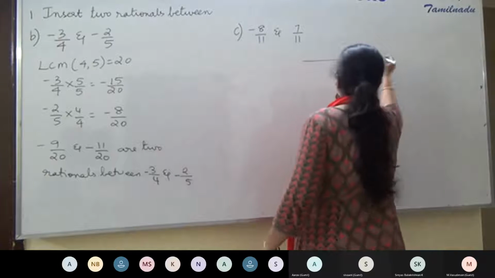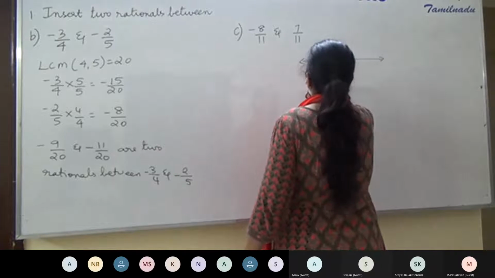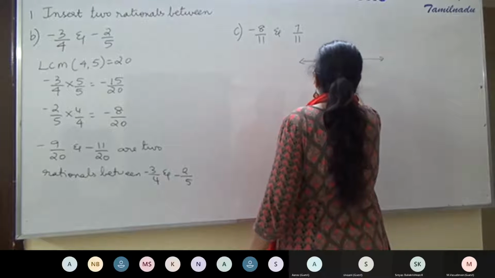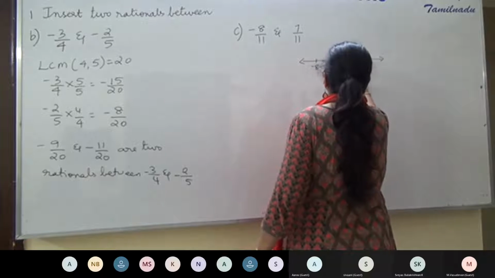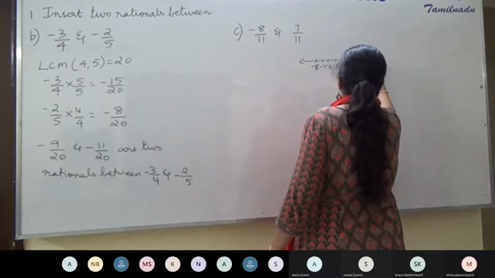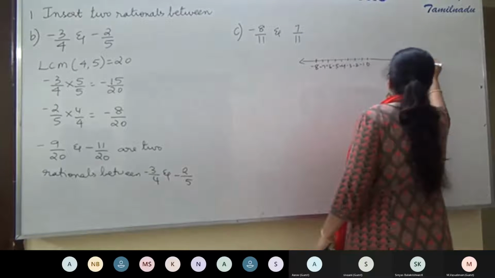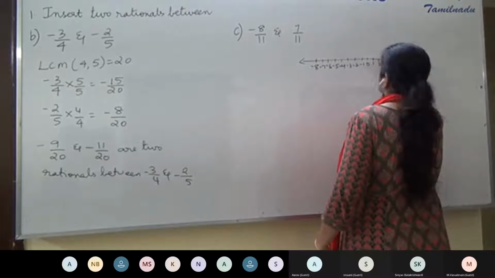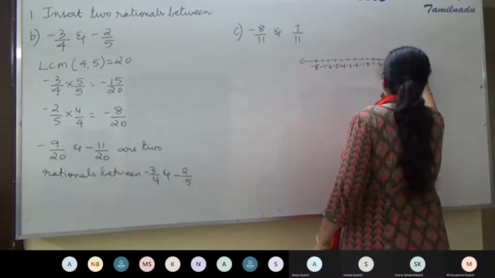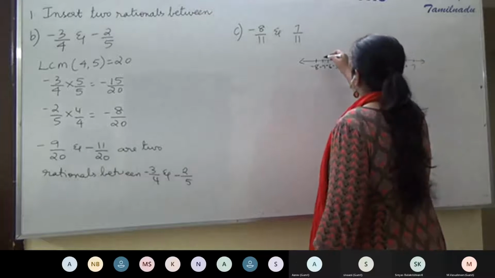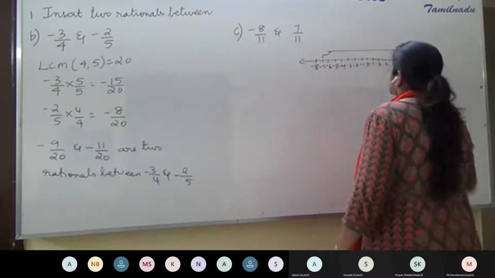So if you're not sure, you can use a number line. Minus 8, minus 7, minus 6, minus 5, minus 4, minus 3, minus 2, minus 1, 0, 1, 2, 3, 4, 5, 6, 7, like this. So between them.